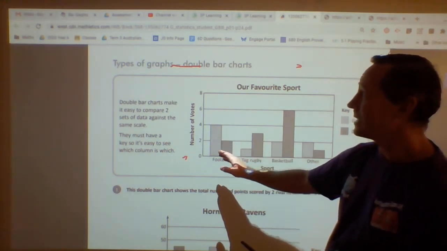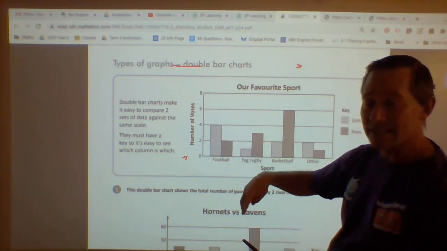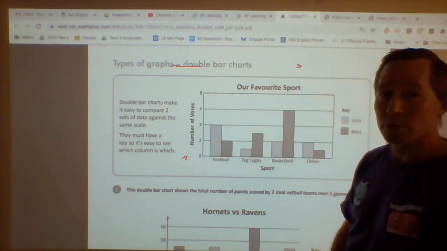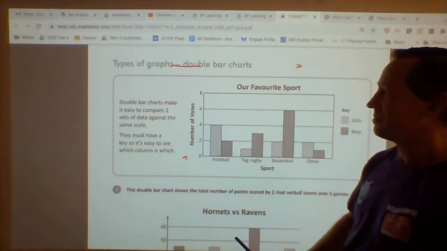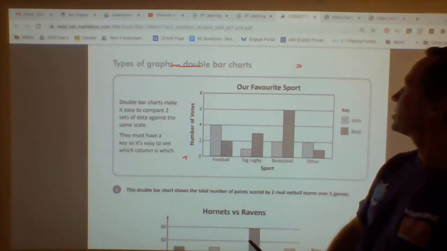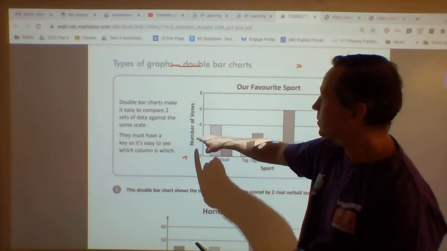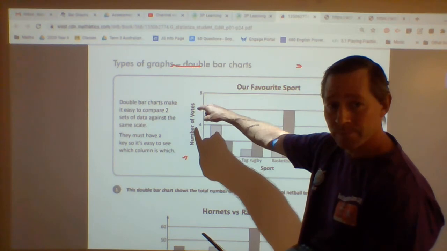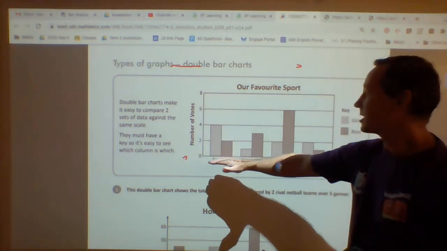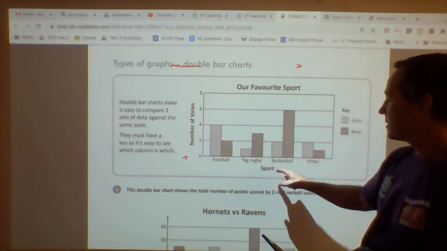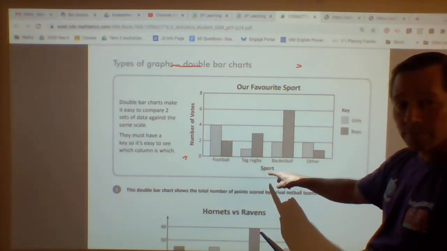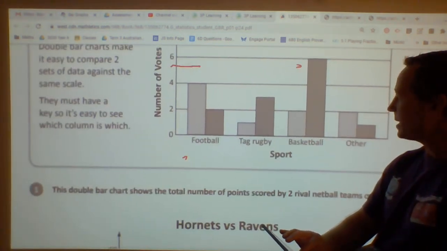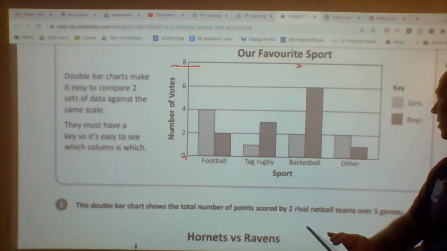This is having a two-way table in a sense. Two-way, it's giving us 2 bits of information with this here. I look at the title, it's saying our favourite sport. So favourite sports of these particular people that again asked the survey. See here, it has one of these labels. It's labelled the y-axis. Number of votes. And it's going up in increments of 2. Down here, you can see the category is sport. Okay, so different types of sport. I can see football. I can see tag rugby. I can see basketball. And I can see other.